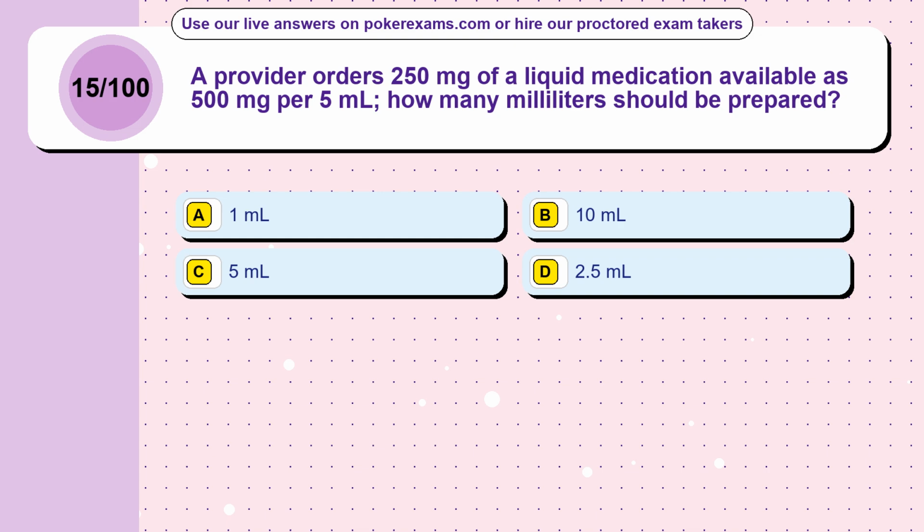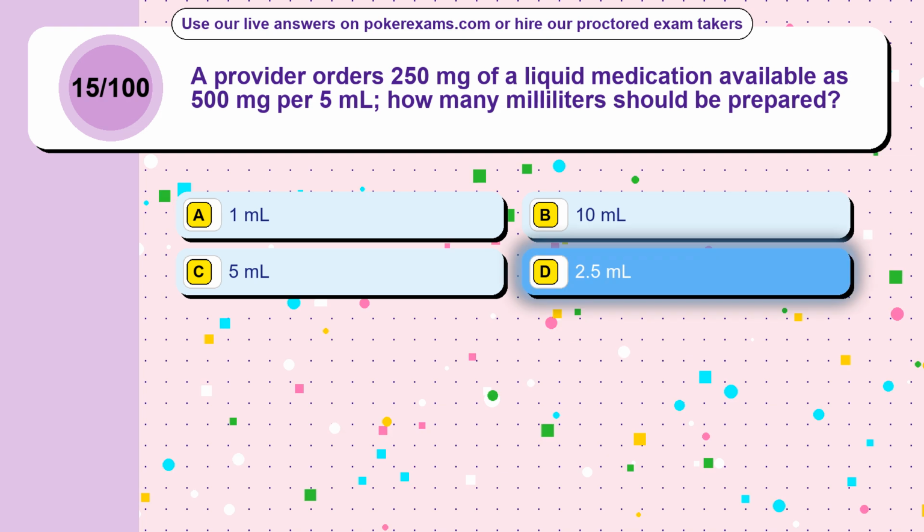Question 15. A provider orders 250 mg of a liquid medication available as 500 mg per 5 ml. How many milliliters should be prepared? Option A. 1 ml. Option B. 10 ml. Option C. 5 ml. Option D. 2.5 ml. The correct answer is option D.